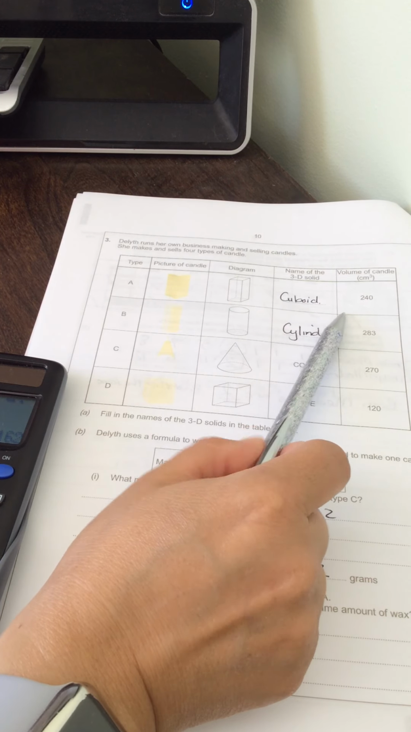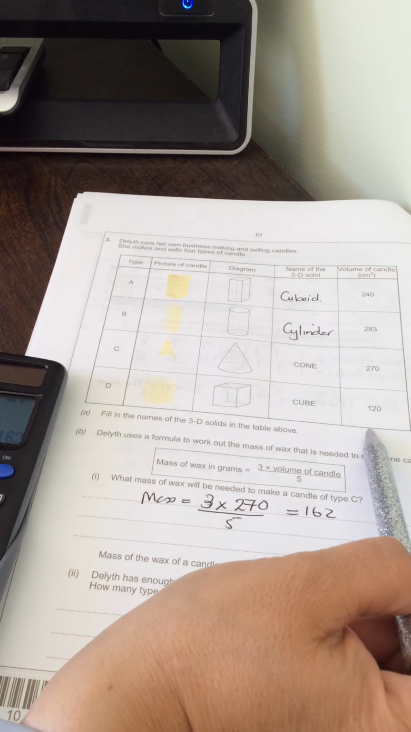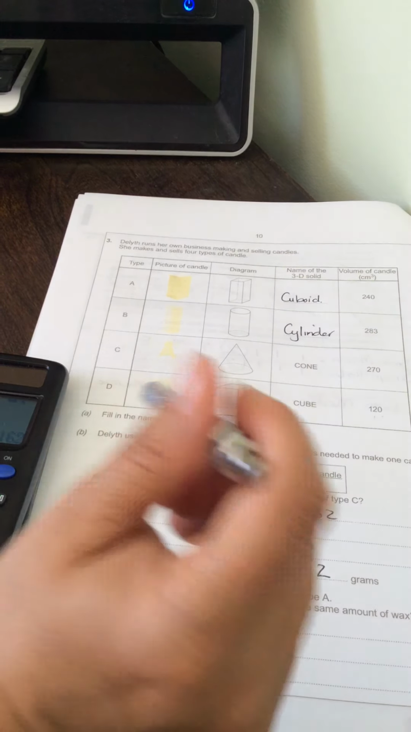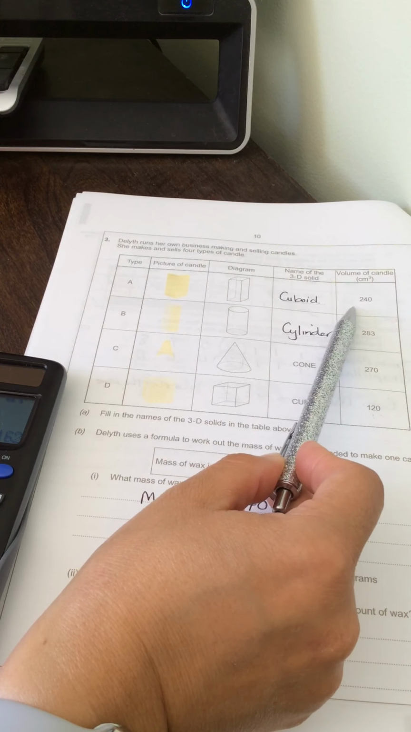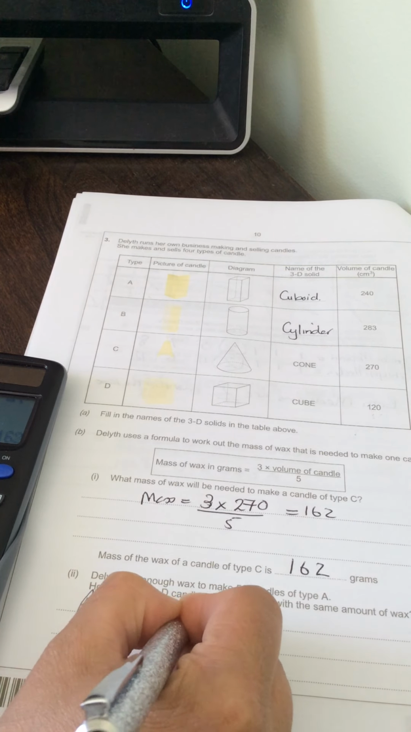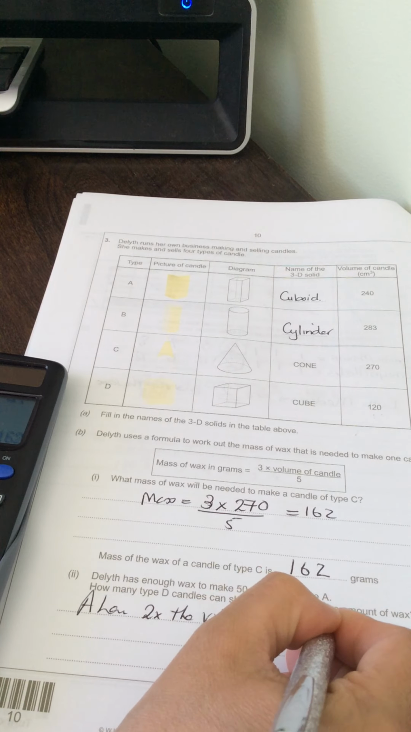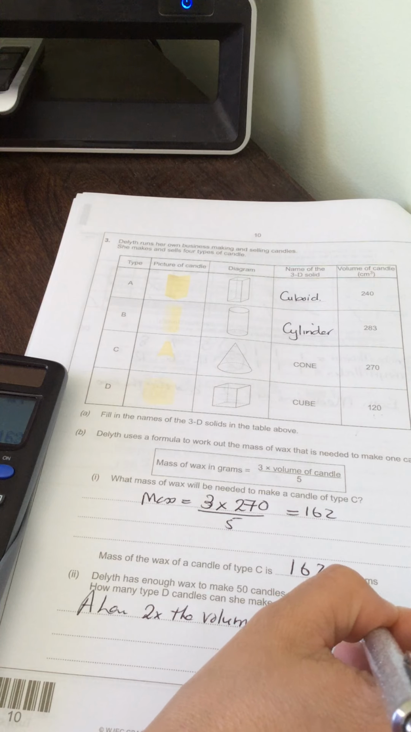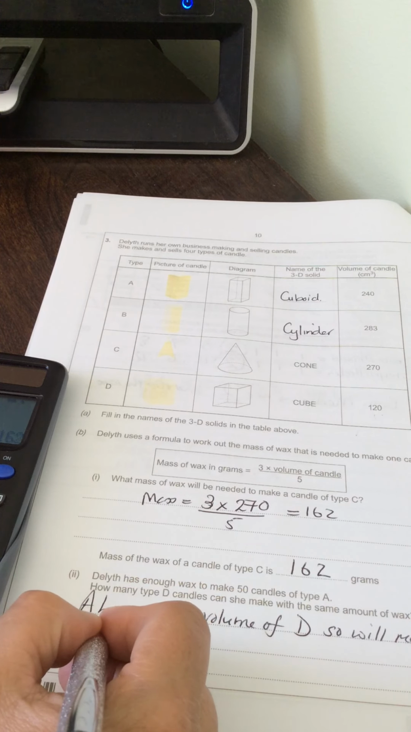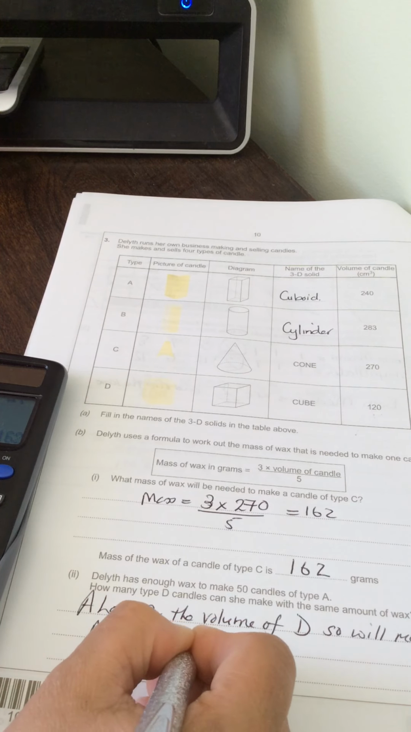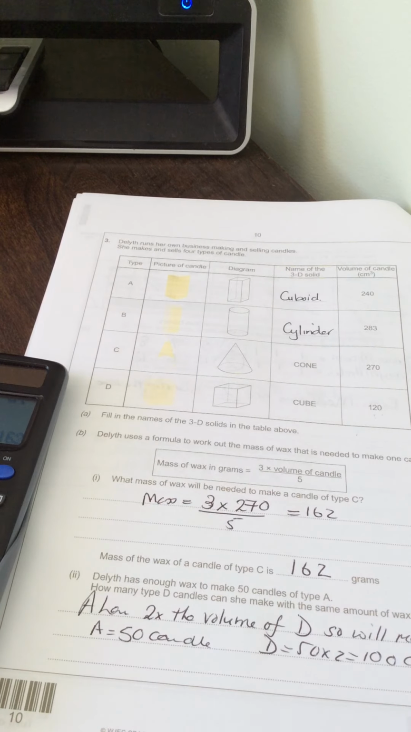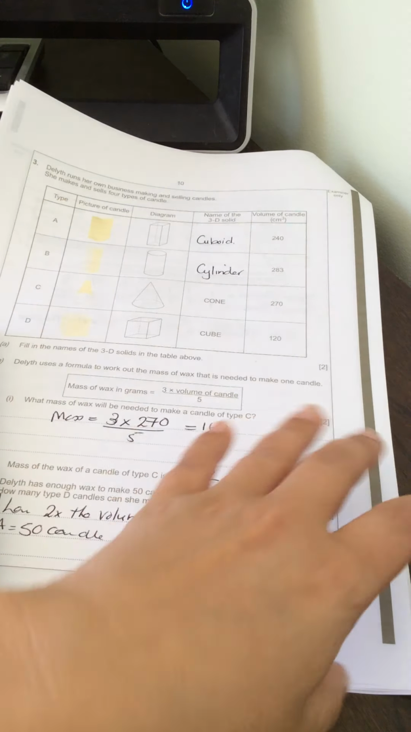If we look at the mass of candle A, and the volume of candle A and the volume of candle D, we can see that A is twice the size of candle D. Therefore, if you're making candle A, you could make twice as many of candle D. So A has twice the volume, so she could make twice the amount of candles. So if A is 50 candles, D will be 50 times 2, which is 100 candles. So the answer to part B would be 100 candles.